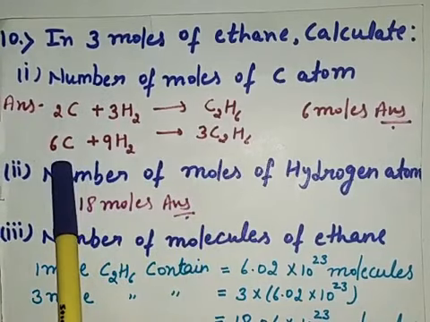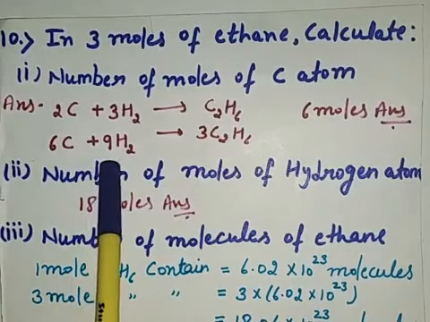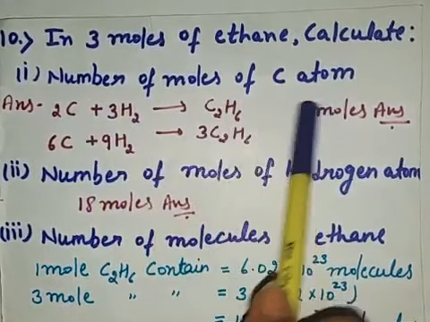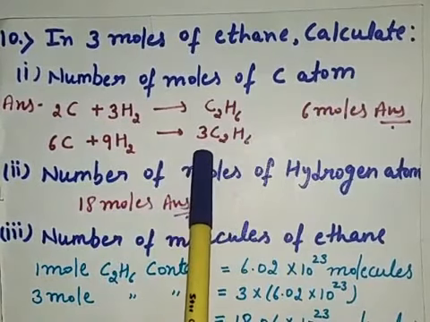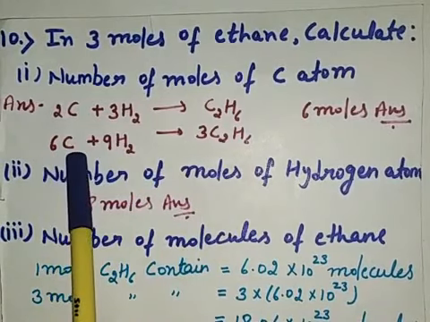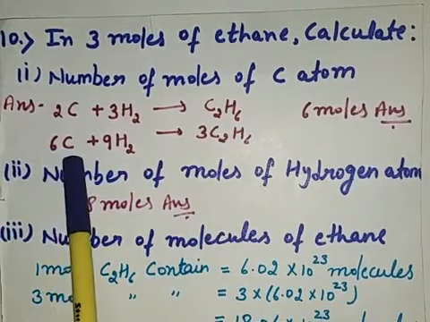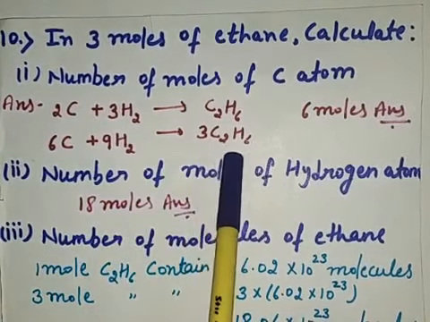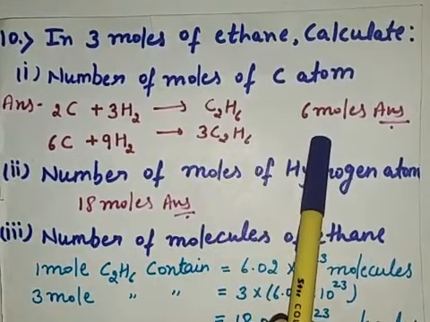So here you will write 6 and here 9. Now we have to tell the number of moles of carbon atom. Now as you can see, when we write here 3, then here number of moles of carbon atom is 6. So that means when 6 moles of carbon react with 9 moles of hydrogen, it will give 3 moles of ethane. So answer is 6 moles.